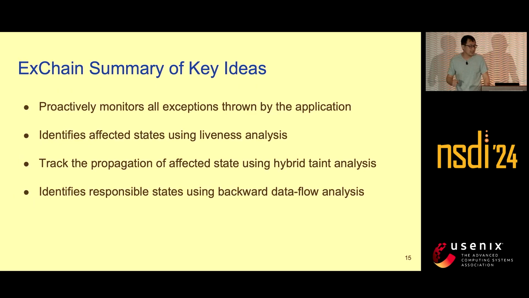Before I move to the evaluation, let's go over the key ideas of ExChain. ExChain actively monitors all exceptions thrown by the application. It identifies affected states and responsible states for each exception to construct the dependency chain, and it performs hybrid taint analysis to handle the exception propagation.